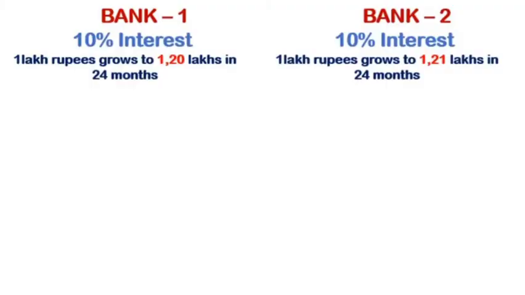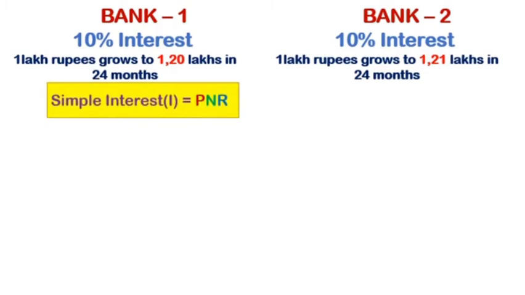24 months means 2 years, isn't it? P is the same, R is the same and N is the same. The only difference is the amount, isn't it?